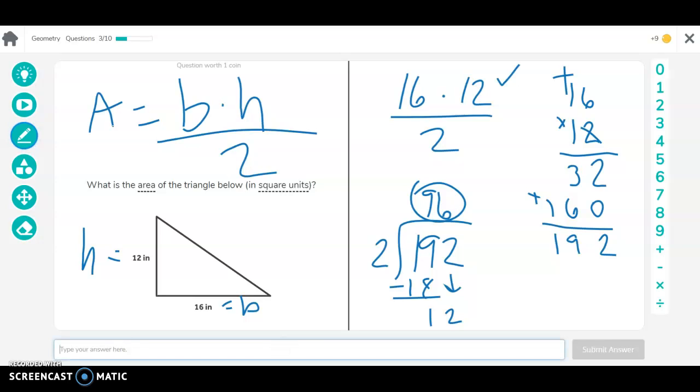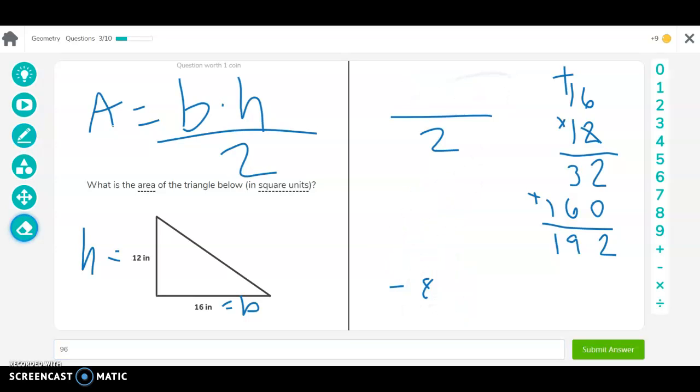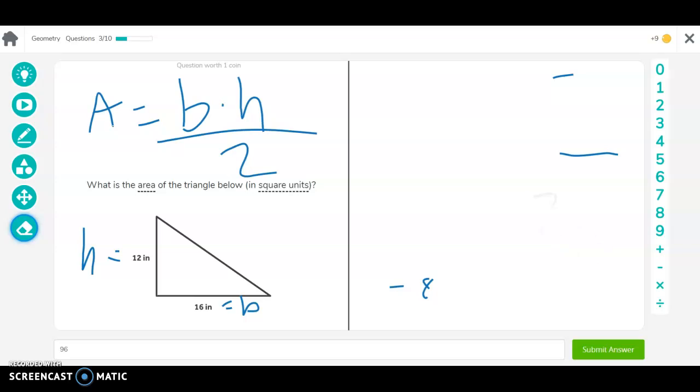So that is one way you could solve it. I'm going to go ahead and put that down here. The next way that you could solve it, let me erase all this, is by taking that 16 times 12 divided by 2 and using that divided by 2 first. So we have 16 as the base, 12 as the height, and we divide by 2 always.